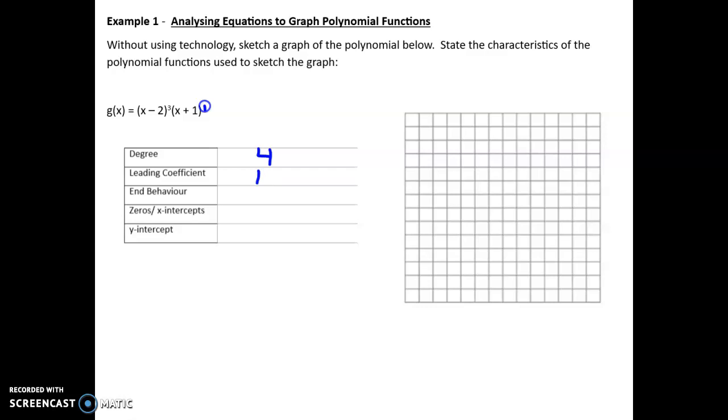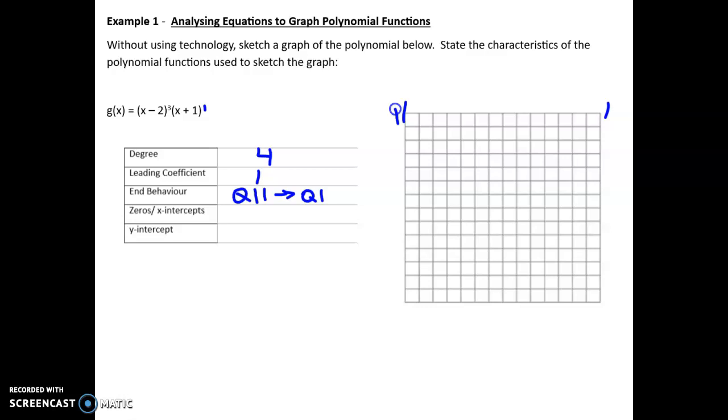And we'd multiply those. So if it is a degree 4 and a leading coefficient of 1, that means it'll start in quadrant 2 and end in quadrant 1. So we say quadrant 2 to quadrant 1. Again, because it's like a parabola that's opening up. So it's going to start in 2 and end in 1.